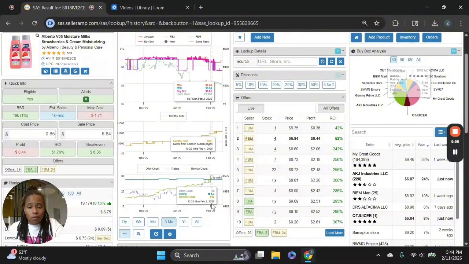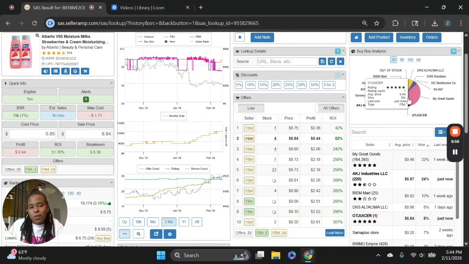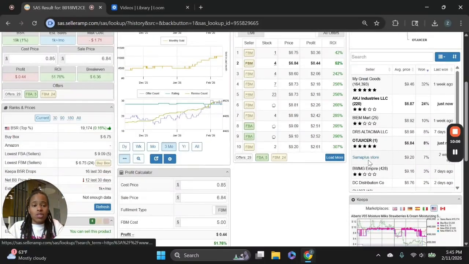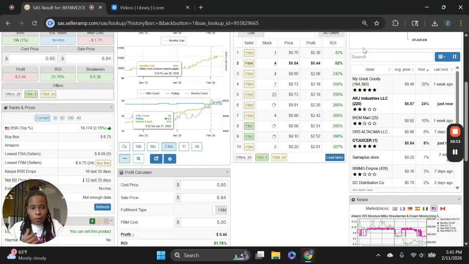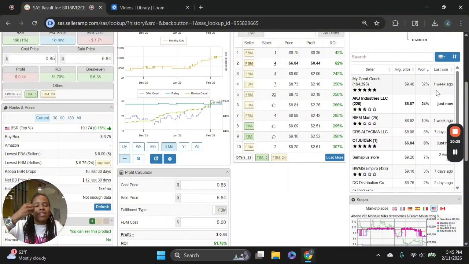Like I said, offer count, look at this offer count and see if people are still able to generate sales, even though they have the majority of the buy box. This is all the sellers on the buy box. This is the sellers that have had the buy box. This is their average price that they have sold the product for. And then this is their percentage of the buy box that they have. So they have 32%. And then we can also see when they last won the buy box. They last won the buy box about a week ago. That doesn't mean that's the last time they generated a sale. This means this is the last time that they obtained the buy box.